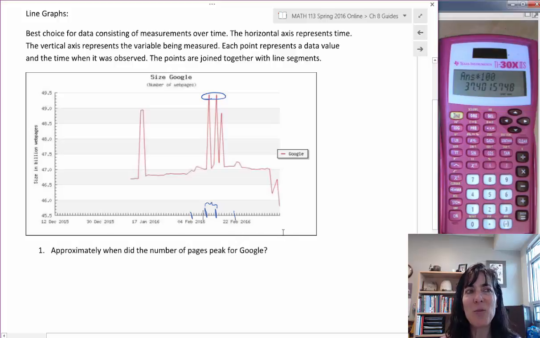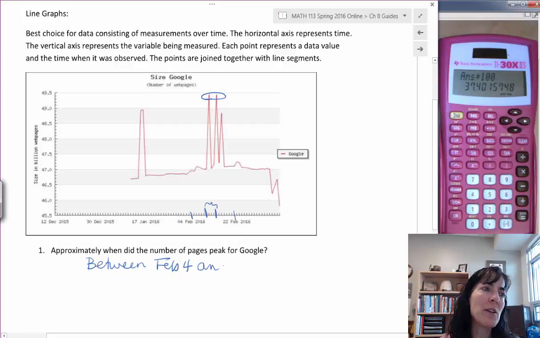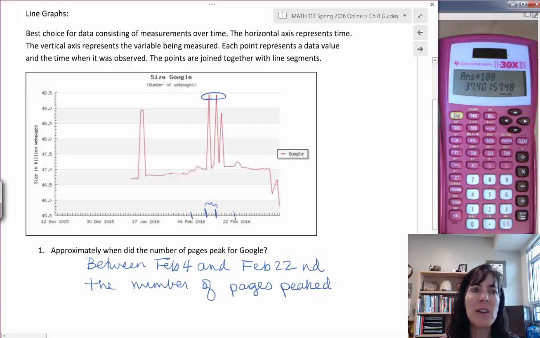And I can't get much more specific than that because I don't know exactly where the 4th is and exactly where the 22nd is, and then it's hard to count those little ticks. So I'm going to say between February 4th and February 22nd, the number of pages peaked. It's like a mountain peak. That's what they're talking about. So the peak is right here, the highest peak.